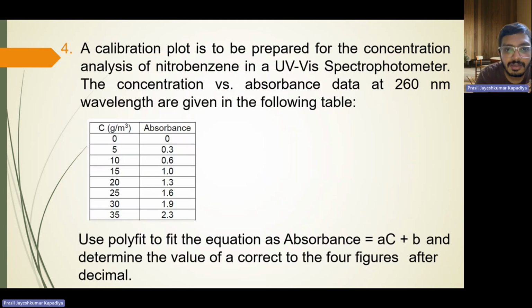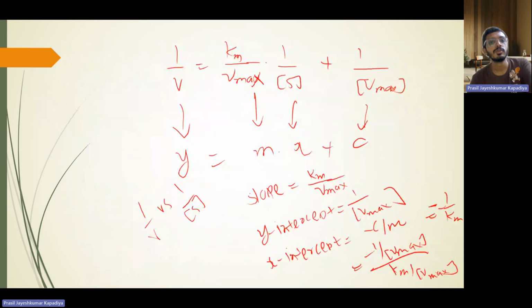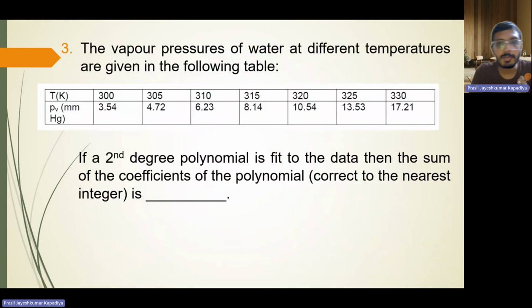Let's first complete the theory questions. Let's move ahead one by one. My question 3 is: the vapor pressure of water at different temperatures is given in the following table. Here temperature versus vapor pressure is given. If a second degree polynomial is fit to the data, then what is the sum of the coefficients of the polynomial?